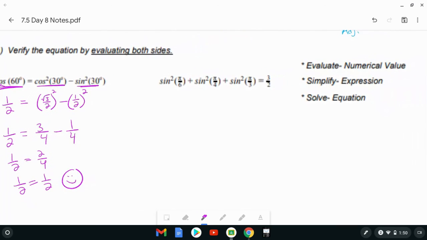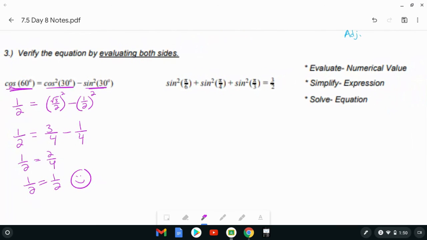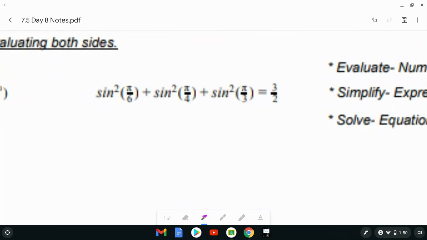Okay. We got a couple side steps there. Evaluate the numerical value. So that's just telling me what the actual value is of cosine of 60, cosine of 30, and sine of 30. Simplify it and then solve the equation. So we take a look at this one.